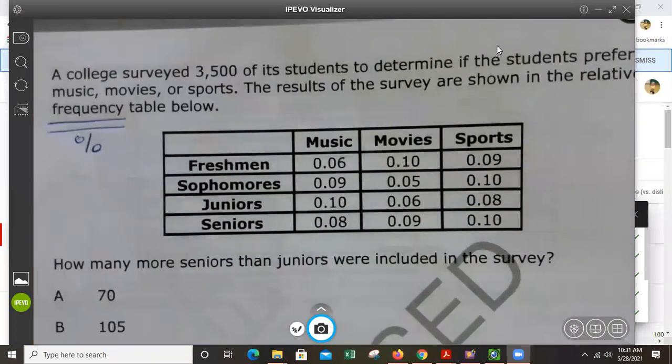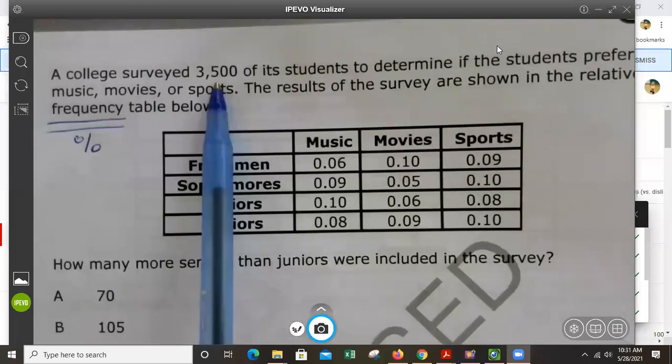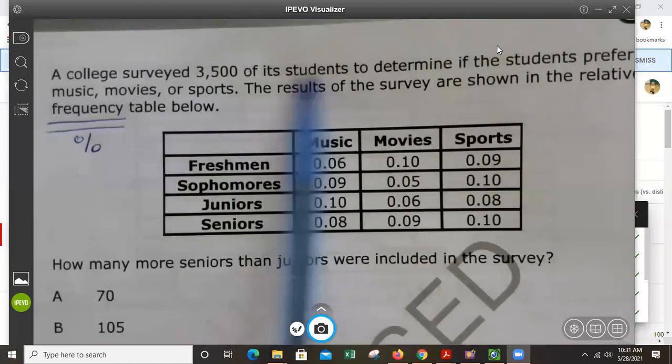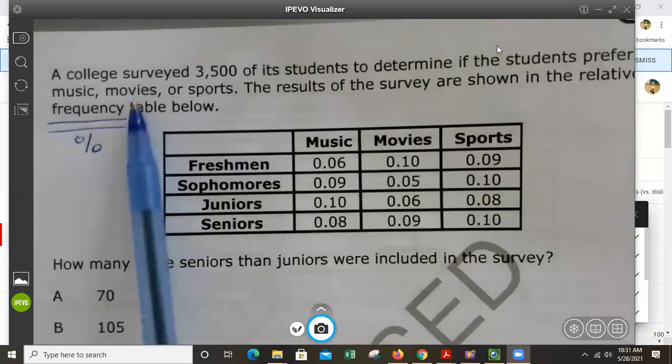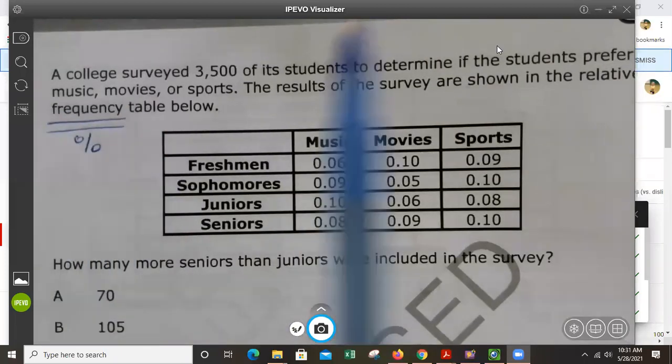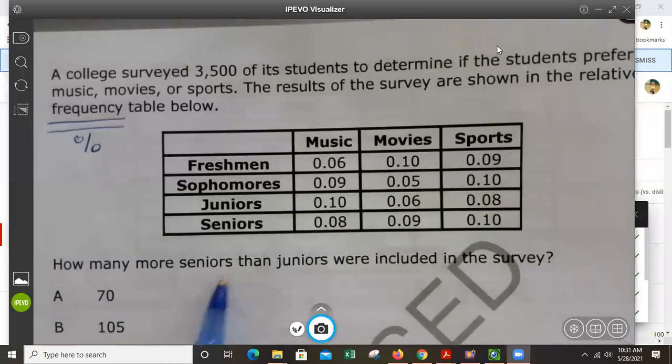They're percentages. All right. So it says a college surveyed 3,500 of its students to determine if students preferred music, movies, or sports. The results of the survey are shown in the relative frequency table below. How many more seniors than juniors were included in the survey?